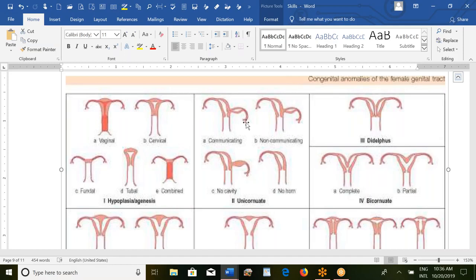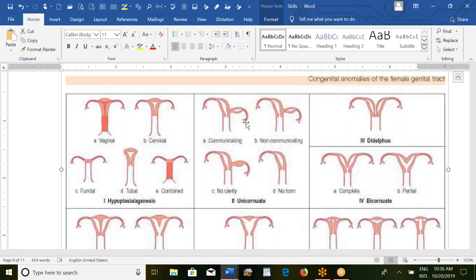Even in communicating, sometimes the cornual pregnancies are also high. Then we have the bicornuate uterus. Yes, cases have been reported with second trimester miscarriages with the bicornuate uterus.